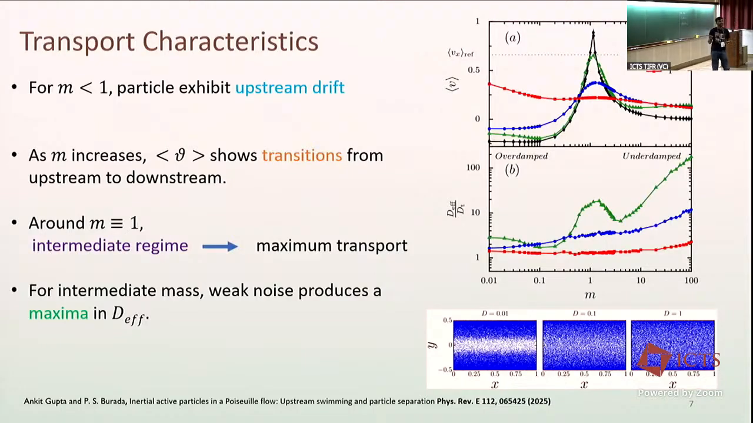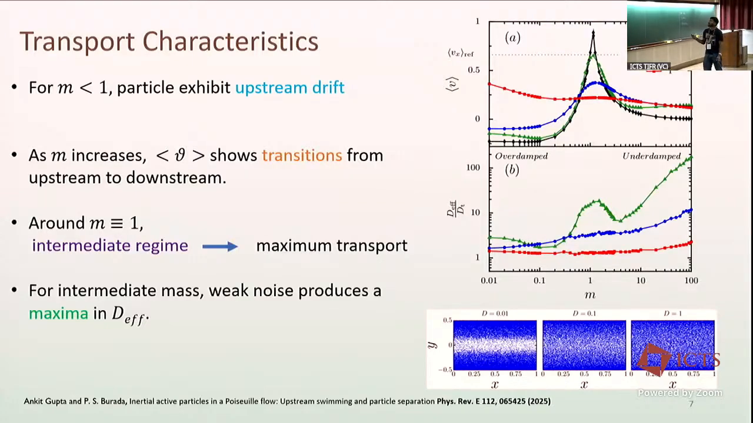That quantifies that we observe the upstream motion from the particle trajectories. As the mass increases, we clearly see that there is a transition from downstream motion to upstream motion, because the average velocity goes from negative to positive, and it attains a peak at the intermediate regime, and then it decays because in this regime the inertial force dominates.